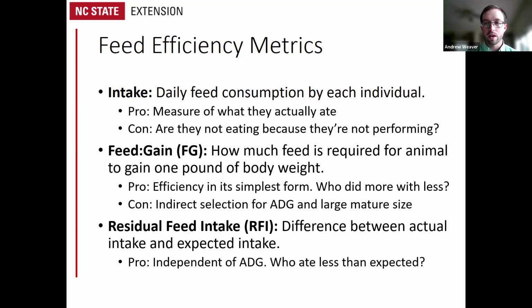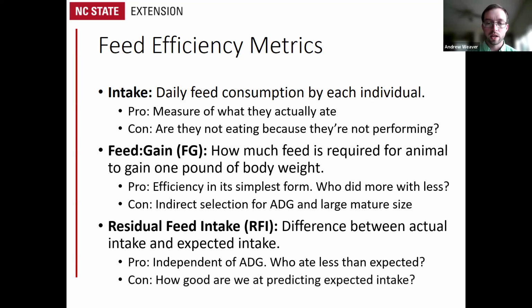So the cool thing about RFI is we can select for animals that eat less than expected based on their body size, their level of performance. And yet at the same time, we can select for animals that grow as quickly or as moderately as we want them to. Those two traits are independent and allows for us to select for each trait on its own without one trait influencing the other one.